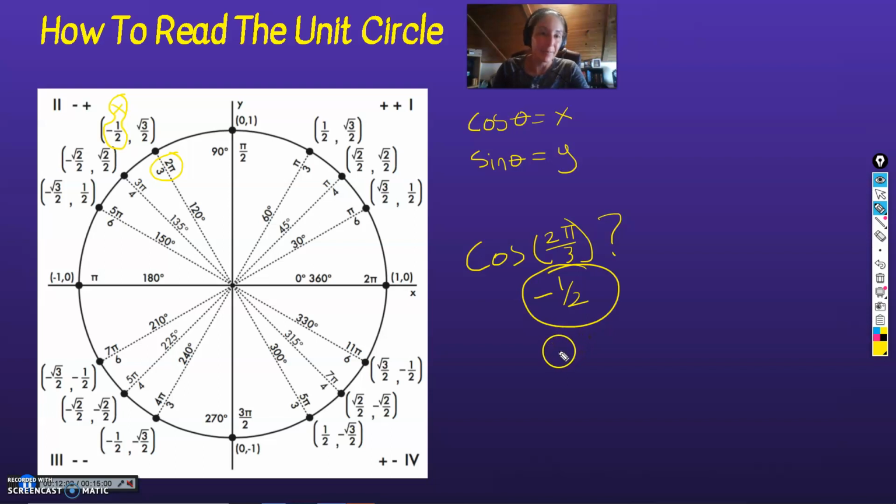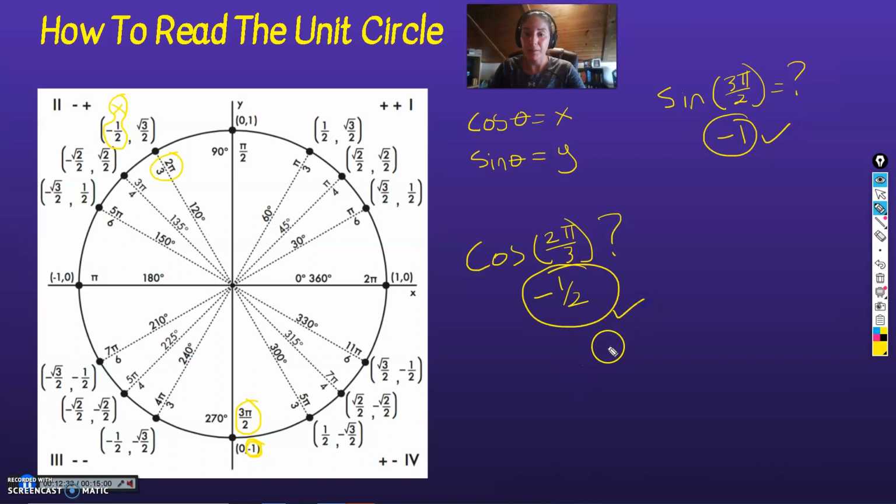It's a diagram. Okay? What if I wanted to find the sine of 3 pi over 2? Well, I go and find 3 pi over 2 on the unit circle. Where is it? Here's 3 pi over 2. And I look at the y coordinate because sine is the y coordinate. So I pick this out, negative 1. So sine of 3 pi over 2 is negative 1. And we're done.